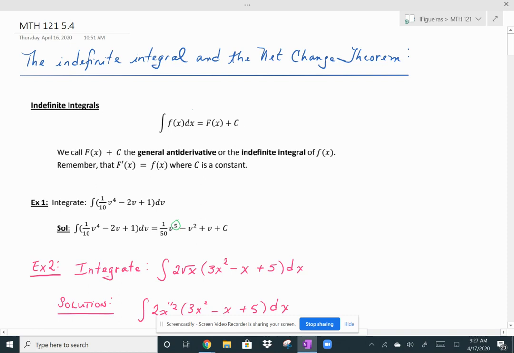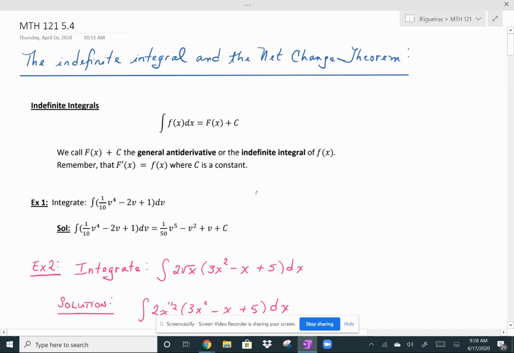You add 1 to the exponent and multiply by the reciprocal. The reciprocal of 5 is 1/5, but 1/5 times 1/10 is 1 over 50. That's what you see here. For the second term, 2v, you add 1 to the exponent, so that's why it becomes v squared. The reciprocal of 2 is a half. 1/2 times negative 2 leaves me with minus v squared. So the 2's cancel. And the antiderivative of a constant is just that constant with a variable. So 1v is just v. And then again, don't forget to add the constant at the end.